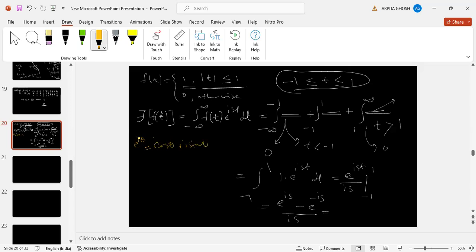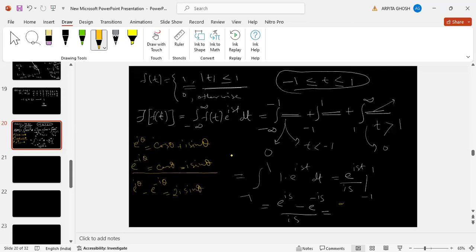And what is e to the power minus i theta? Cos theta minus i sin theta. Simply i has to be replaced by minus i. So e to the power is minus e to the power minus is, that is e to the power i theta minus e to the power minus i theta. We are subtracting the second one from the first one. The result is 2i sin theta. Cos will cancel out and we will be left with 2i sin theta.